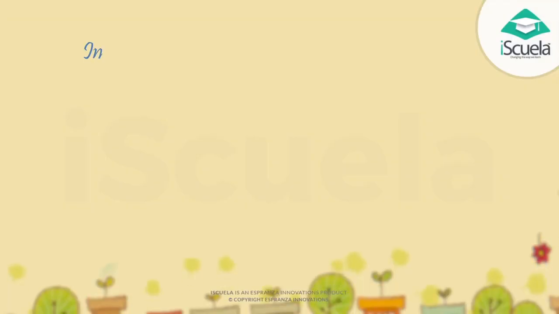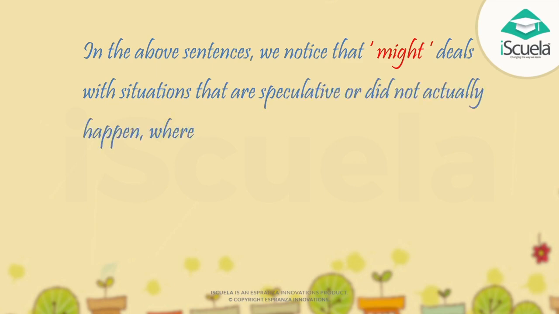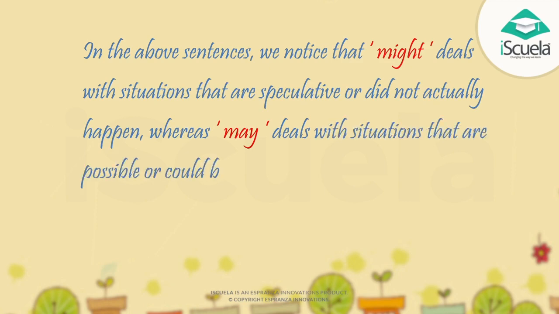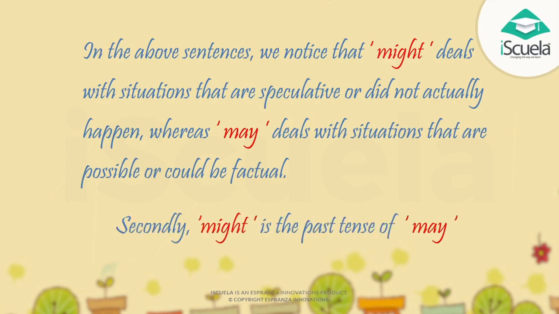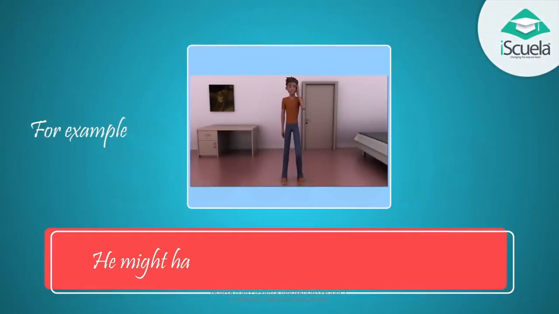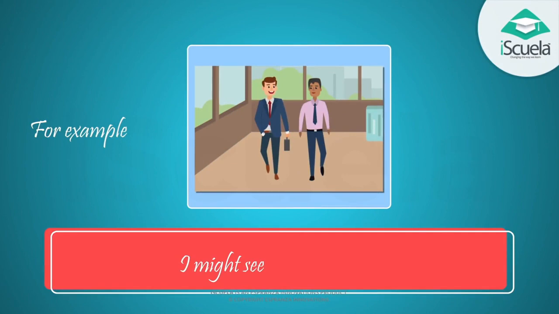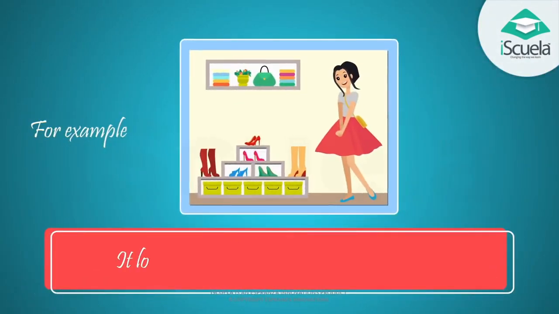Hypothetical. In the above sentences, we notice that might deals with situations that are speculative or did not actually happen, whereas may deals with situations that are possible or could be factual. Secondly, might is the past tense of may. For example, he might have called earlier, but I was not home. I might see you tomorrow. It looks nice but it might be very expensive.